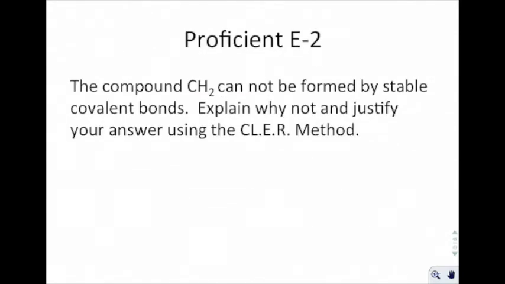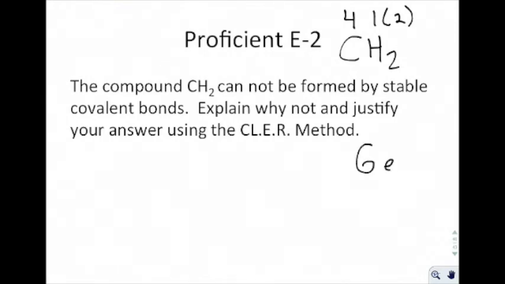The compound CH2 cannot be formed by stable covalent bonds. Explain why not and justify your answer using the clear method. So the first thing you would recognize is you have carbon. Carbon has 4 valence electrons and each hydrogen has 1, making 2 total electrons from hydrogen. So I have 6 electrons that are available.